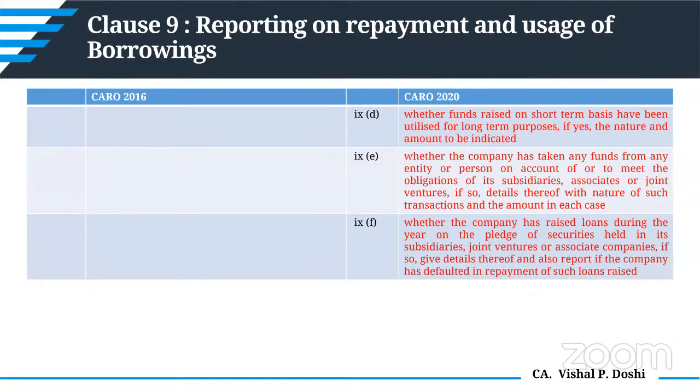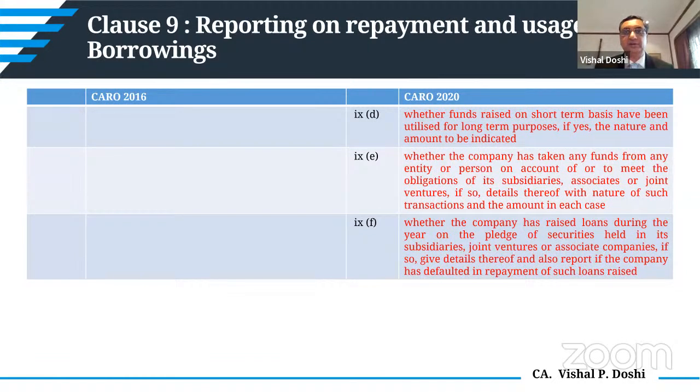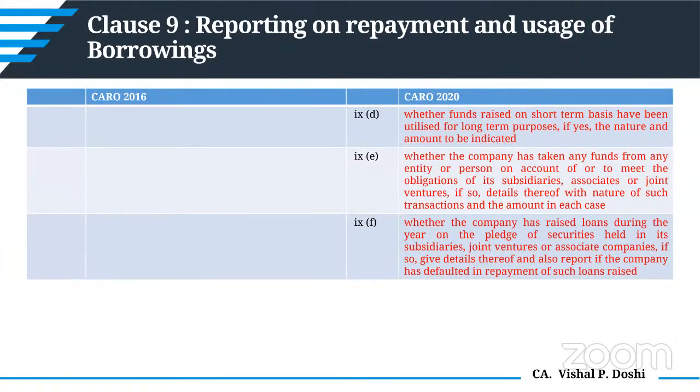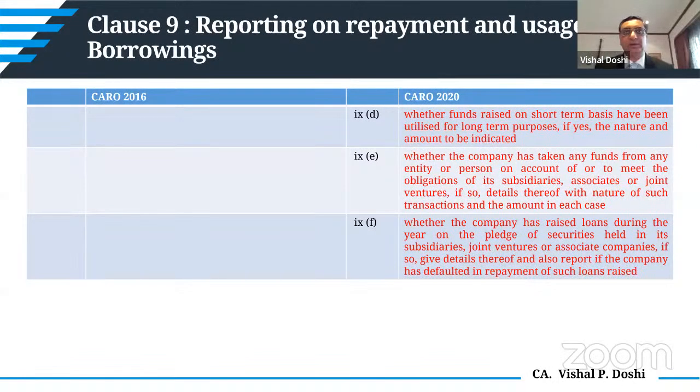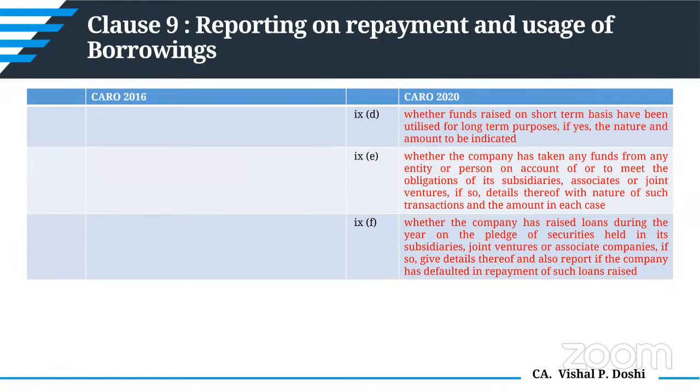9E is that whether the company has taken any loan to meet the obligation of any of its subsidiary, associate or joint venture. मतलब उनके कोई obligation थे payment के with respect to loan, liabilities, whatever might be, for which the holding company has borrowed money to settle their obligations. Then that has to be reported under 9E. 9F, here the reporting is required where the company has raised loan by pledging the shares or securities of the सब्सिडरी जॉइंट वेंचर और एसोसिएट, अगर उनके सिक्योरिटीज को प्लेज करके कंपनी ने लोन लिया है तो उसका रिपोर्टिंग 9F में आएगा.